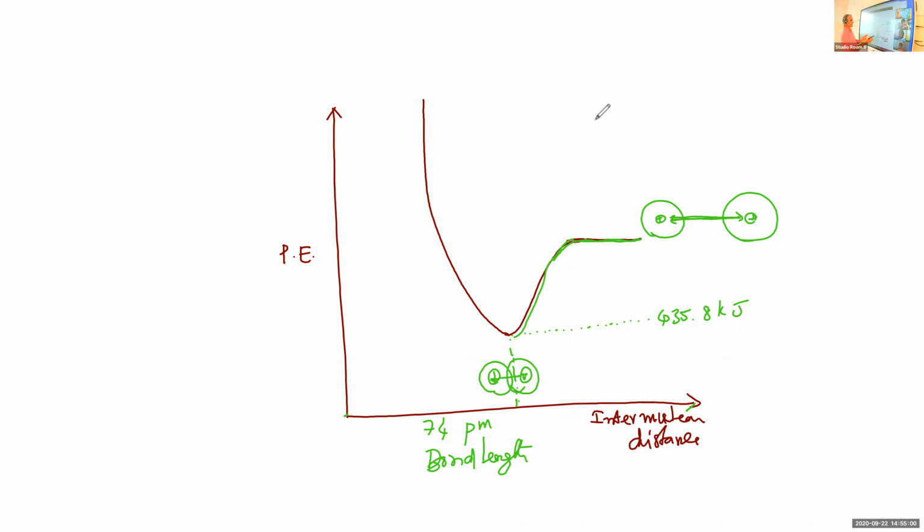Okay. Suppose these are still coming closer. They cannot come closer, because then the repulsive force between the nuclei and the electrons increases. So there is a sudden jump in the energy of the system. When energy increases, what happens to stability? Decreases.